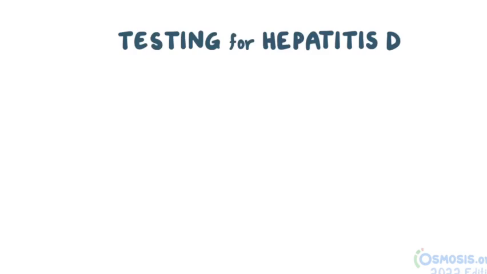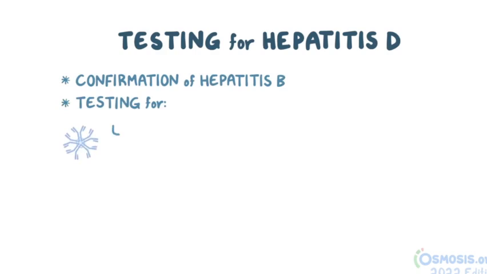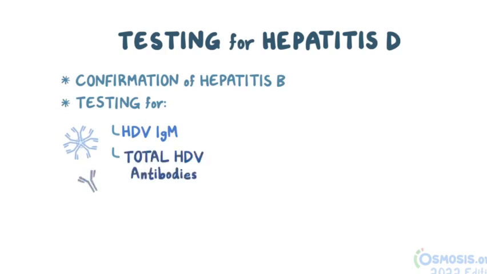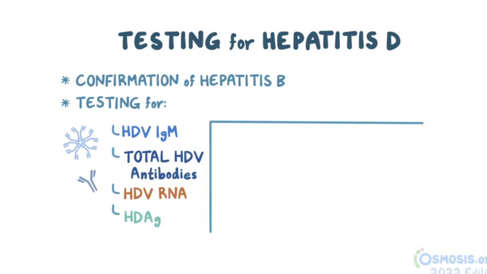Testing for hepatitis D requires confirmation of hepatitis B infection, as well as testing for HDV IgM, which is IgM antibodies against hepatitis D, total HDV antibodies, which is total antibodies against hepatitis D, mostly made up of IgG antibodies, serum HDV RNA, and hepatitis D antigen, which usually remains positive only briefly. In acute hepatitis D co-infection or superinfection, HDV IgM is elevated, and total HDV antibodies may be negative if the IgG levels haven't climbed very high.